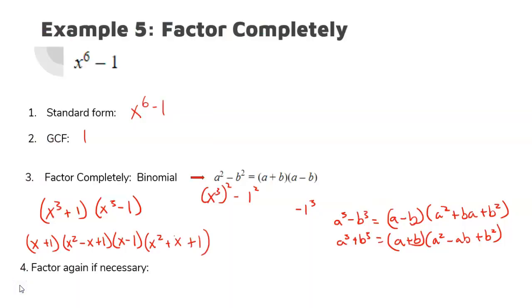Okay, and after completing my sum and difference of perfect cubes respectively on my left and right half of my factored equation, I come out with x plus 1 times x squared minus x plus 1 times x minus 1 times x squared plus x plus 1. And I am solved. I cannot factor this expression any farther.